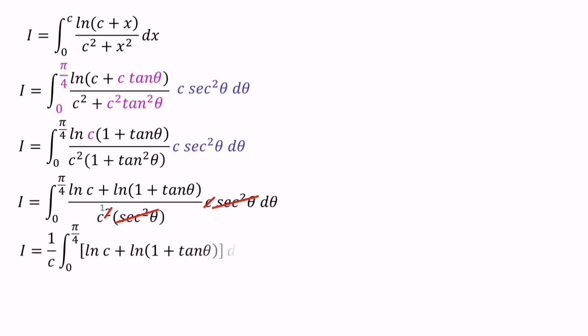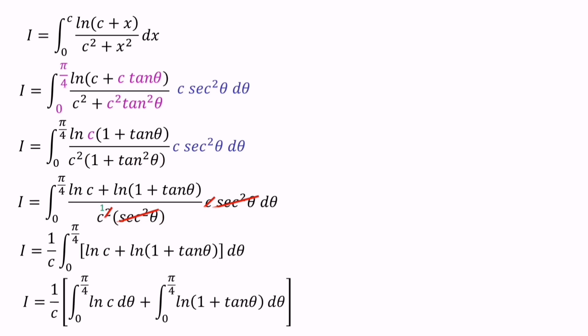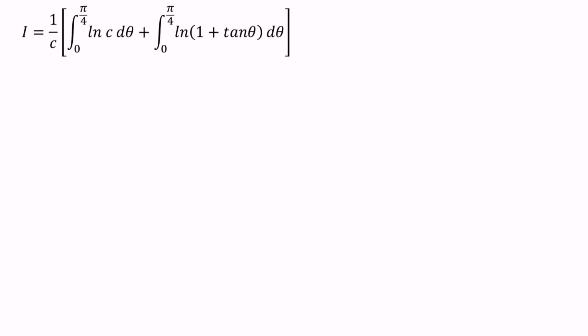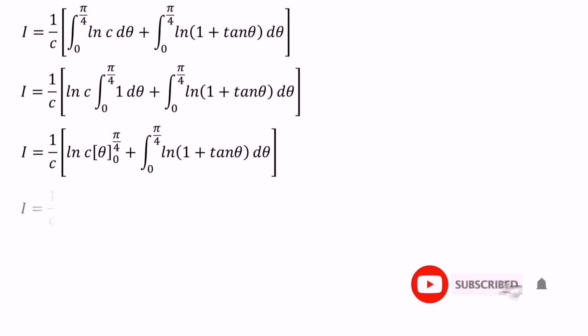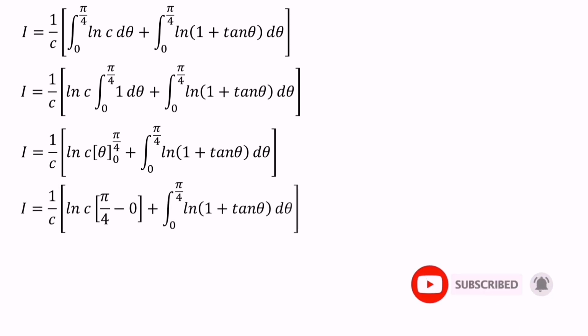After that, we can consider the integral sign separately. ln c is a constant. So we can bring ln c outside of the integral. Integral 1 equals theta. After that, we can substitute the upper limit and lower limit for this theta value. Then we have ln c times pi over 4. This value we can write as pi ln c over 4.